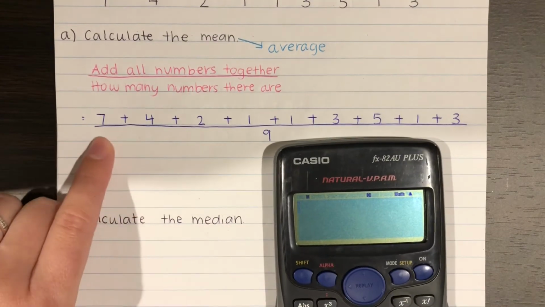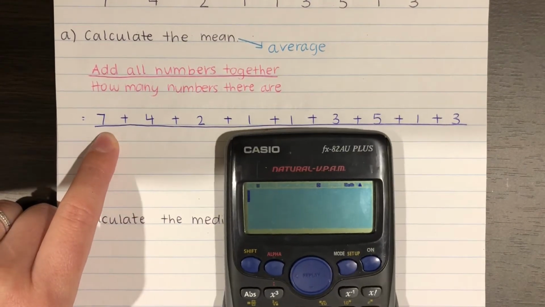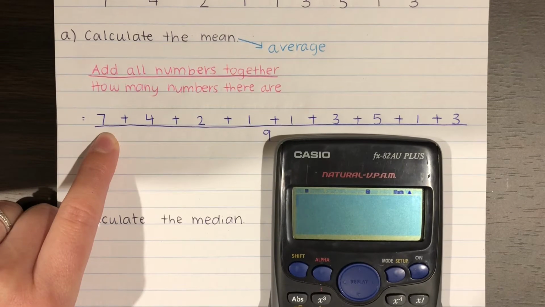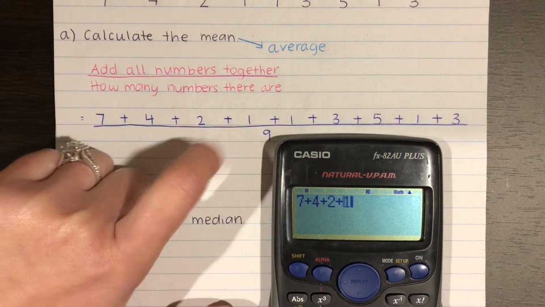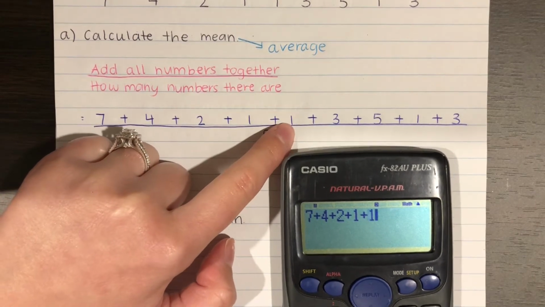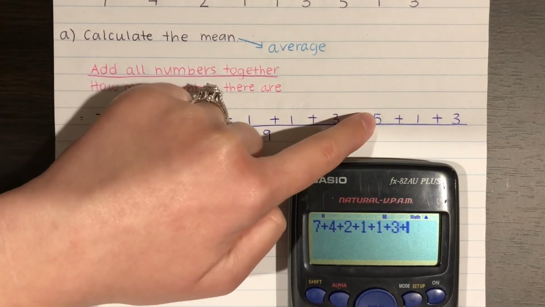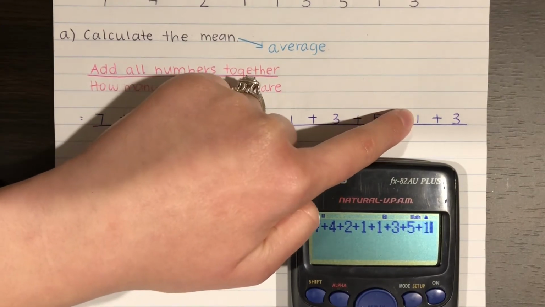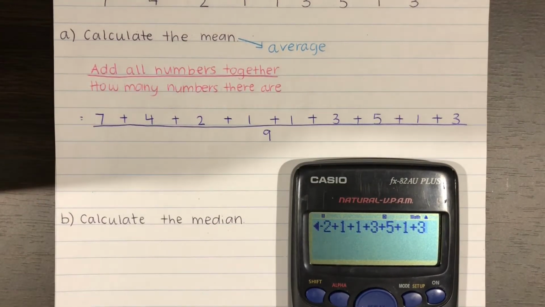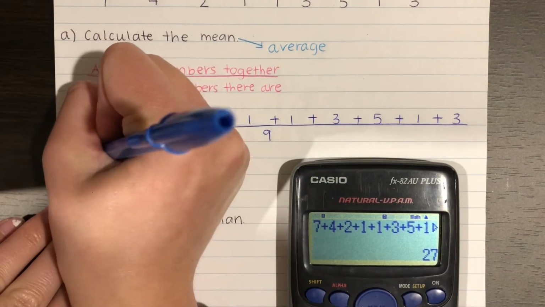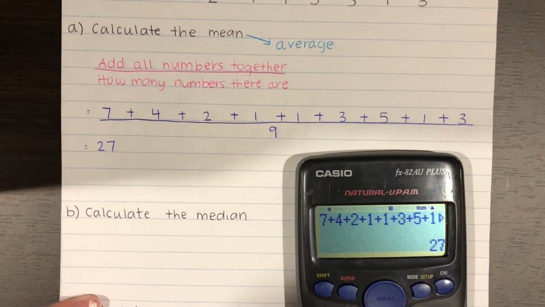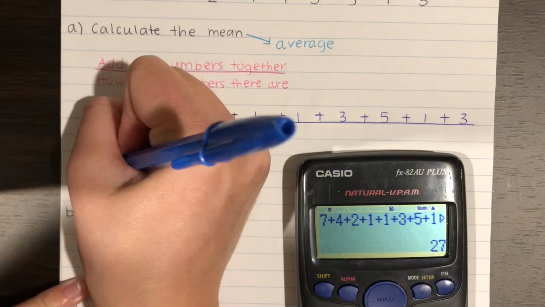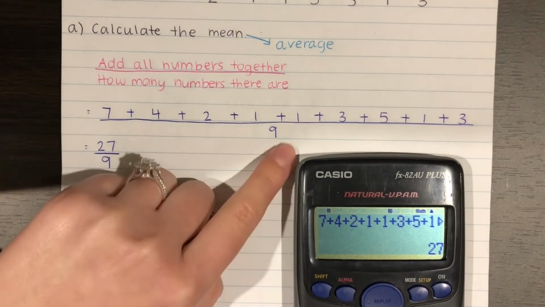So let's put all of my numbers at the top, so my numerator, into my calculator. 7 plus 4 plus 2 plus 1 plus 1 plus 3 plus 5 plus 1 plus 3. That gives me 27. Okay. Divided by 9 because 9 is down here.